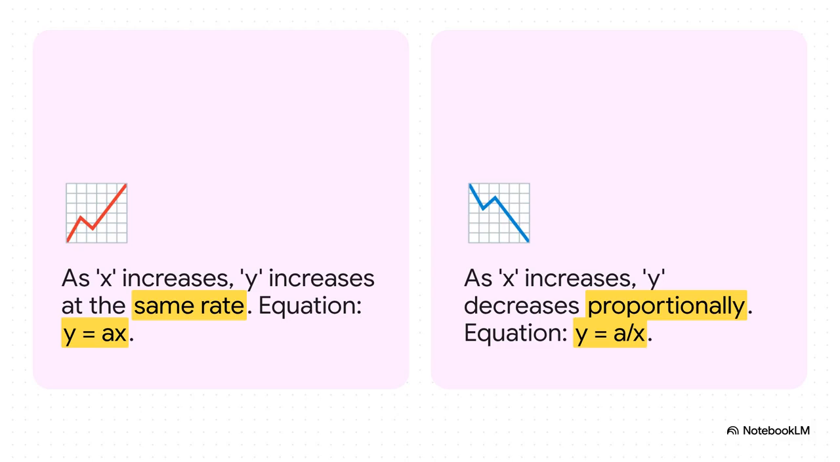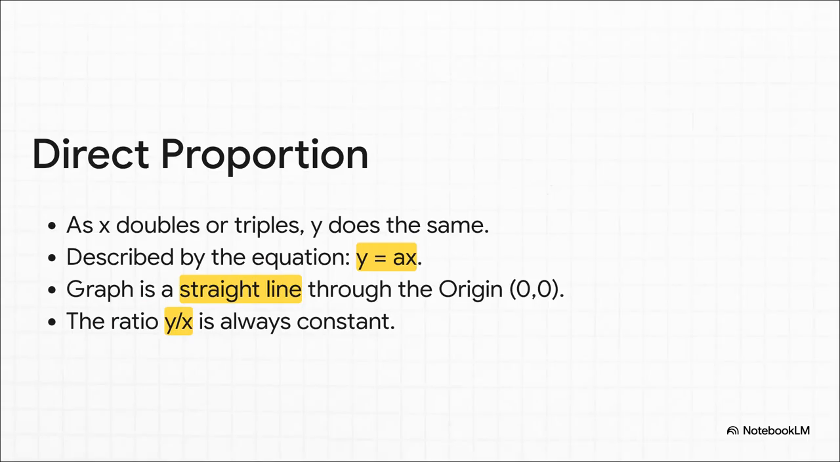Direct proportion is simple. As one thing goes up, the other thing goes up right along with it. Think about it. The more hours you work, the more money you earn. They move together. Inverse proportion is the opposite. As one thing goes up, the other goes down. The faster you drive, the less time it takes to get there. See the difference?